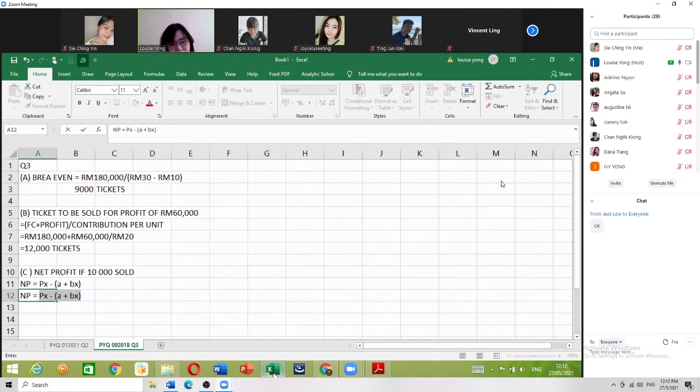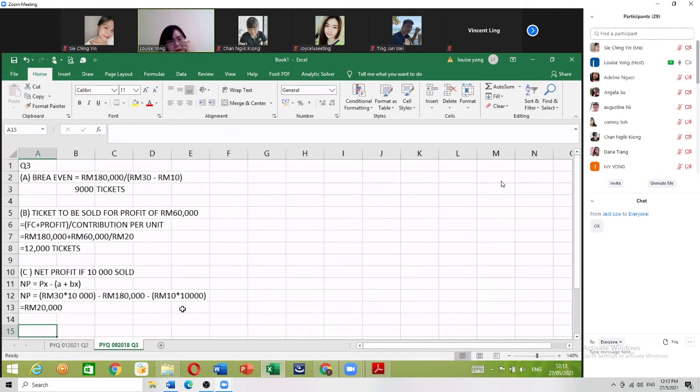Okay, so what is the selling price? Selling price is $30, times 10,000 units, minus your fixed cost 180,000, and then minus your variable cost, $10 times 10,000 units. Okay, so 300 thousand minus 180 thousand minus 100 thousand, you will get 20,000. This is like the illustration in your PowerPoint.